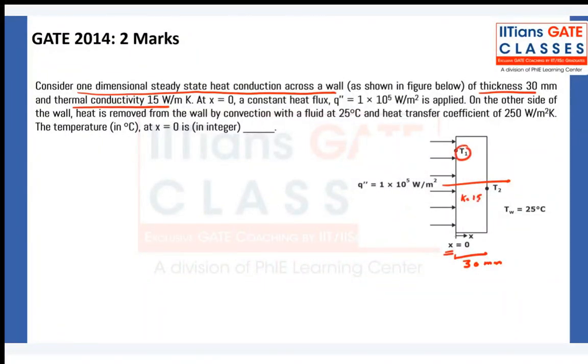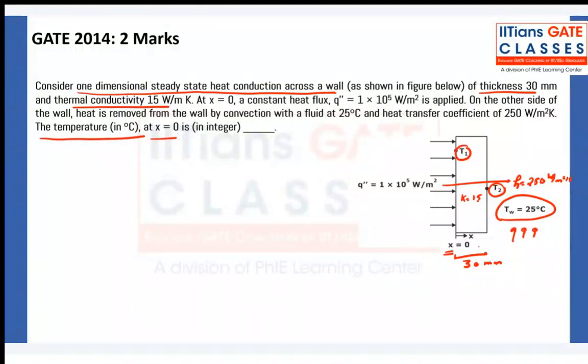On the other side of the wall, heat is removed. So it is TW. Heat is removed from the wall by convection. Now here we have convection. Convection with a fluid. Some fluid is there. At this side of the wall, temperature is T2. And heat transfer coefficient here is given 250 watt per meter square. Now what are they asking? I need T1. I do not care about T2. I need temperature at x is equal to 0.